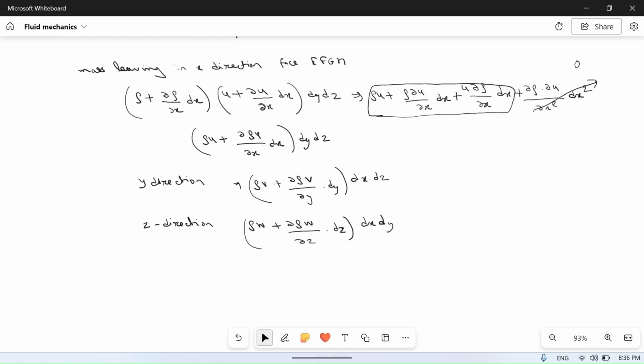The rate of accumulation of mass, the rate of change of mass in the control volume, will be del m by del t, which will be equal to del by del t of the mass, and mass is equal to rho into dV.